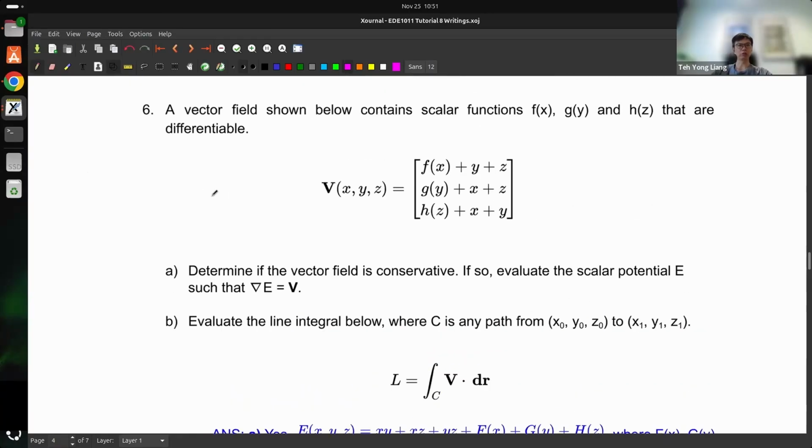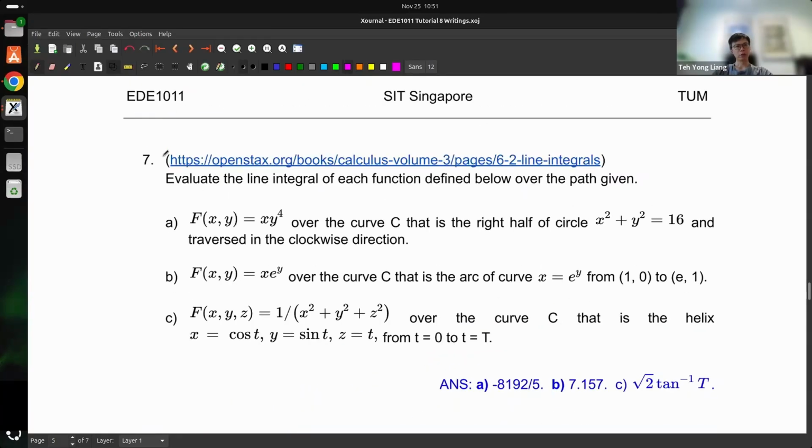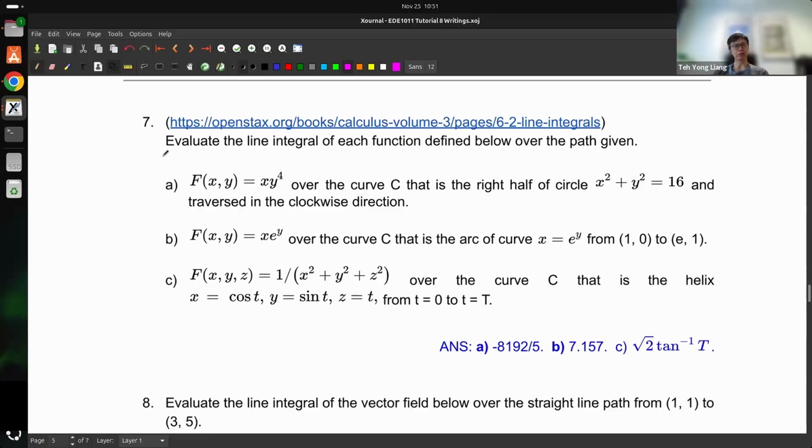Any other questions? Okay, good. So this one I don't need to go through. This one is DIY. Okay, so now line integral. So probably I need to go through already.